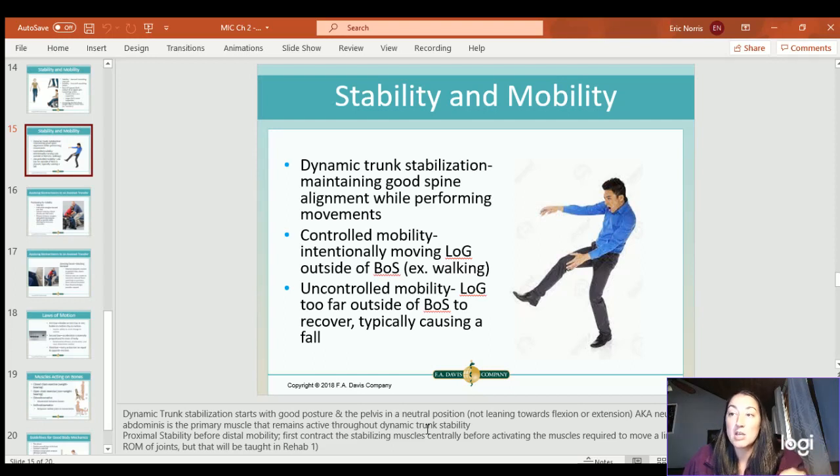So the main thing here with dynamic trunk stability is that you want to contract those central muscles before activating the more distal muscles further away from the trunk or closer to the outside of the arms. And that way you are stable and able to move those where you want to go without being uncoordinated.